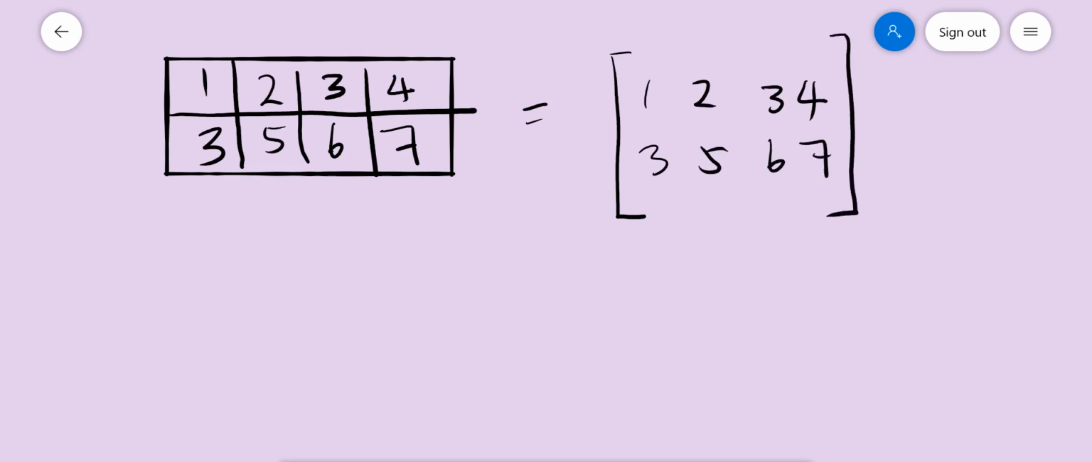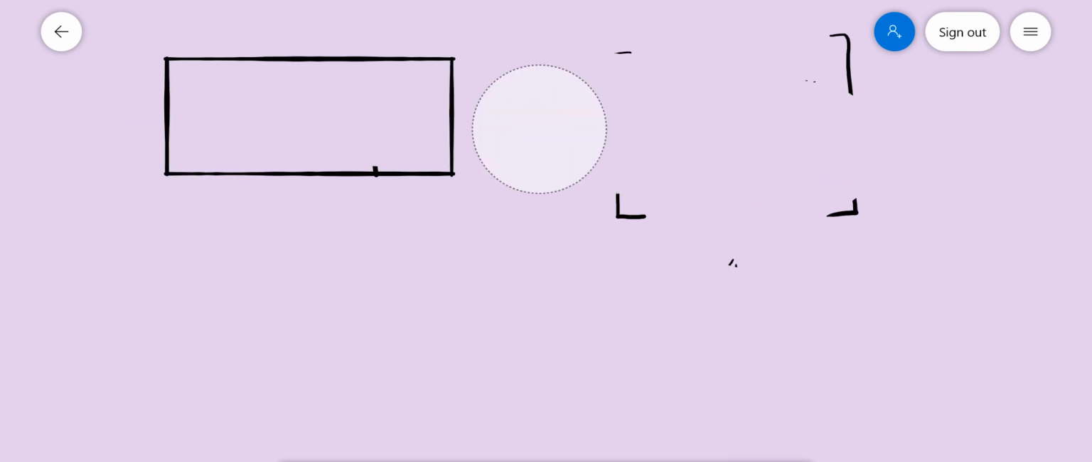It's actually pretty simple. And for dimensions of the matrix, you will need to write the dimensions of the matrix. So it is the number of rows times the number of columns. So in this case, the number of rows is 2. There's 2 rows, and there's 4 columns. So this matrix is a 2 by 4 matrix. Okay, so now you know what is matrix.